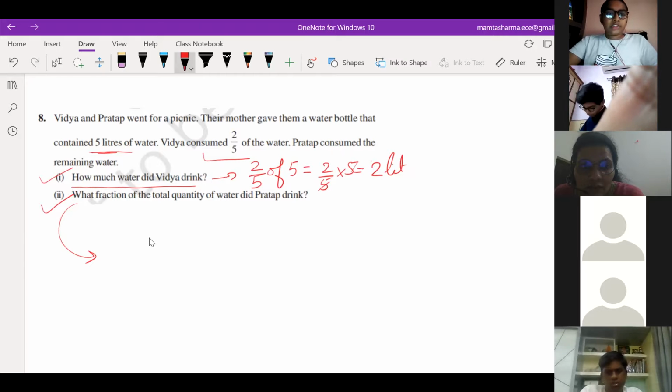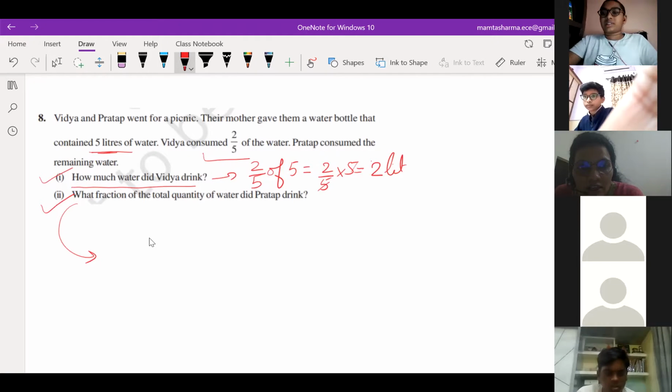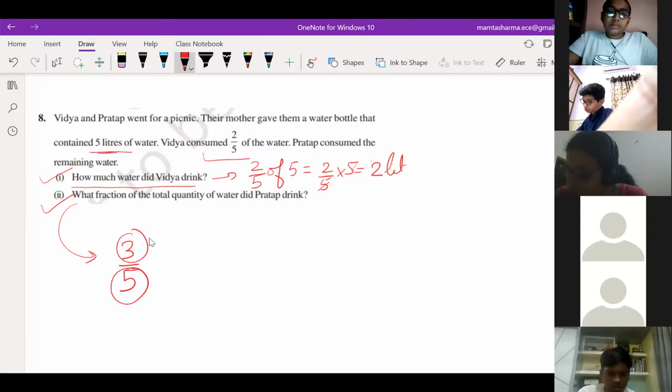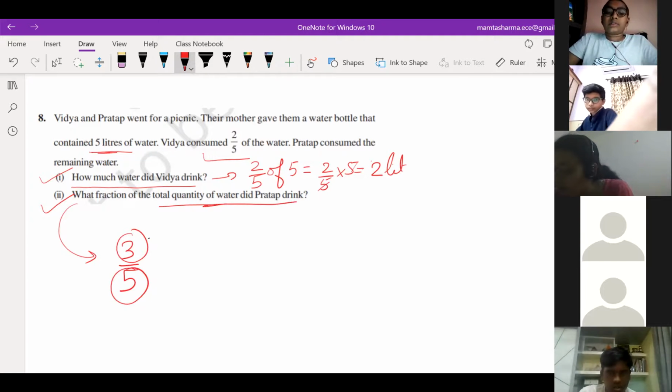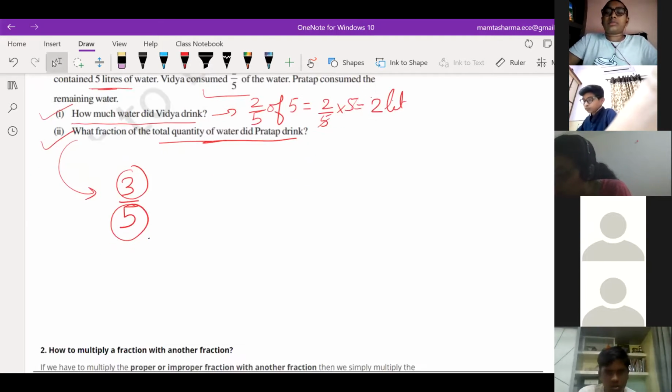Ma'am, Pratap consumed the remaining water, which means Vidya drank 2 liters. The remaining is 3 liters, so he consumed all 3 liters. Yes, correct. But it has not been asked how much water is consumed by Pratap in liters. It has been asked to find out the fraction. The fraction would be 3/5. 3 liters is consumed and total were 5. So 3/5 is the fraction of the total quantity Pratap consumed. Okay.